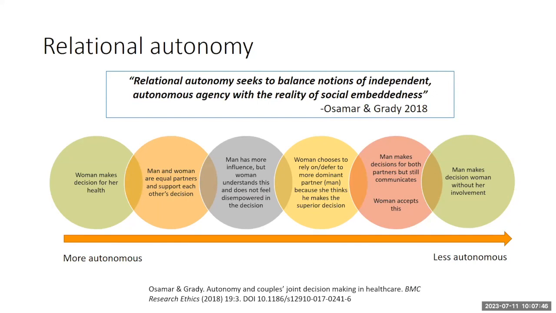So we could have the man and the woman being equal partners, where they talk about health that impacts one another and make decisions together. In the middle, we could have the man maybe influencing the woman more, but she's okay with that. She respects this and she doesn't feel disempowered. Or we could have a situation where the woman relies on the man to make the decision because he thinks he makes superior decisions, which might be culturally embedded, and so on and so forth. So we have these two extremes, and then we have a lot of gray. And so part of my MRP was to figure out how we can incorporate that gray area to perhaps enhance autonomy?